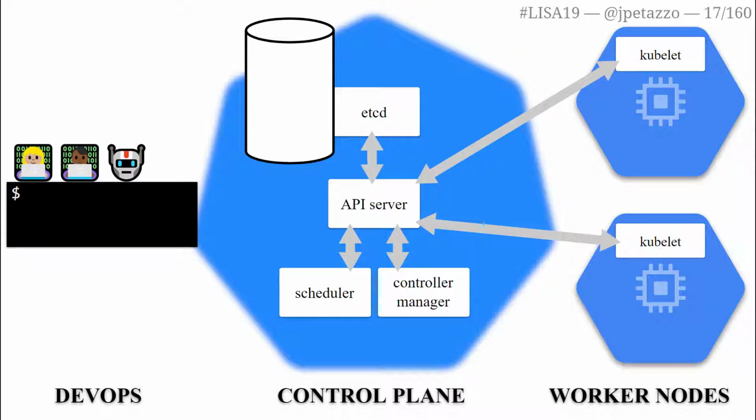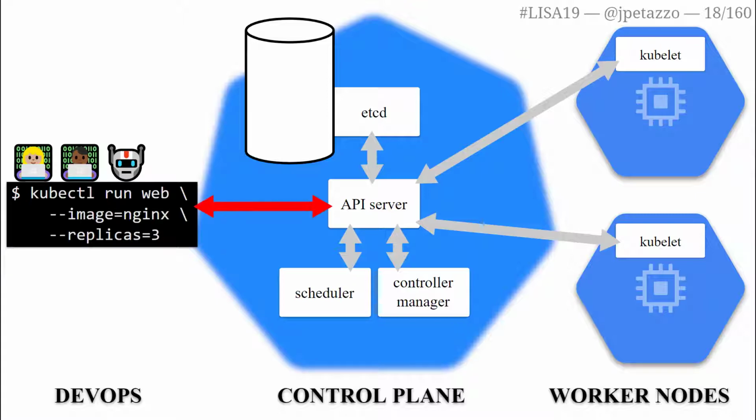So we have a client, right? That client can be a service or a user. The user writes kubectl run web --image=nginx --replicas=3. That is, he wants to create an nginx image with 3 replicas. He makes a communication with the API server. kubectl communicates with the API server.